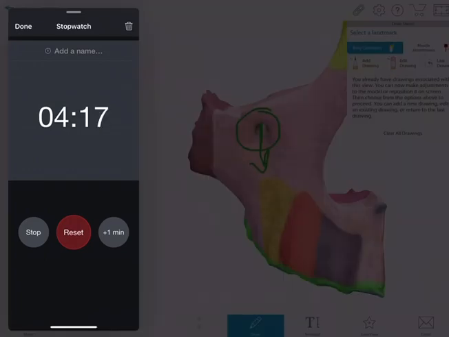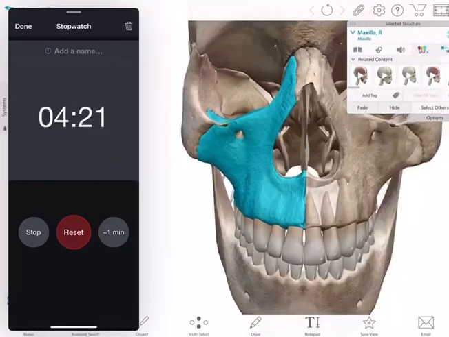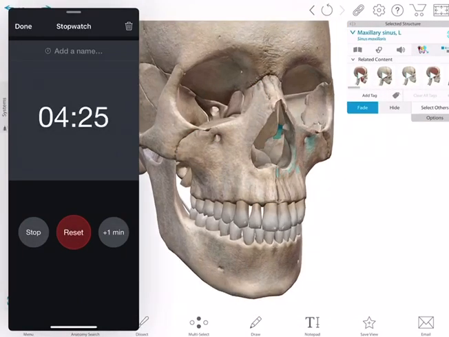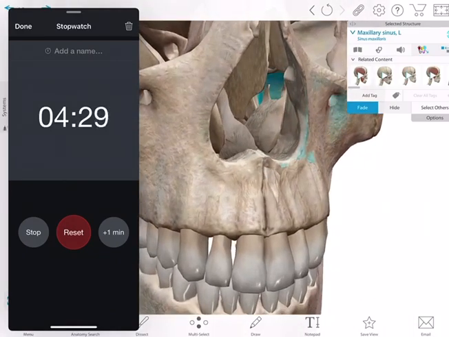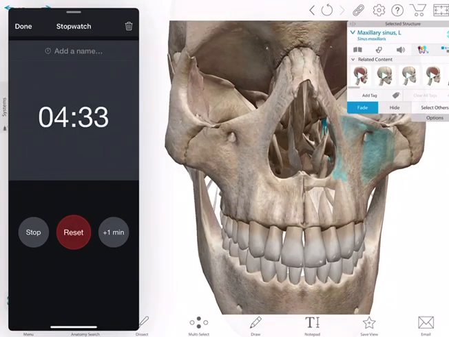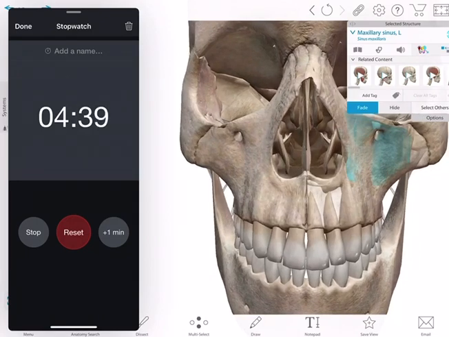We should see also the maxillary sinus. If we look inside the nasal cavity, we can see the maxillary sinus, and here you can see how it contributes to a big portion of the maxilla. That's all about the maxilla bone.